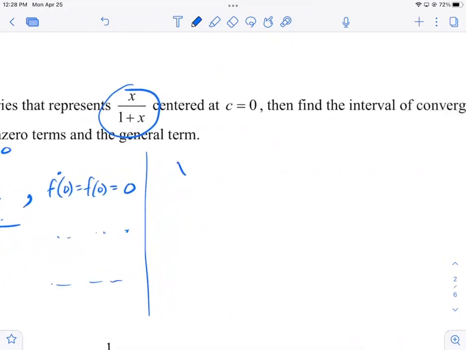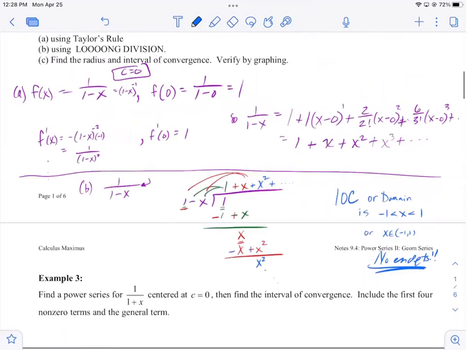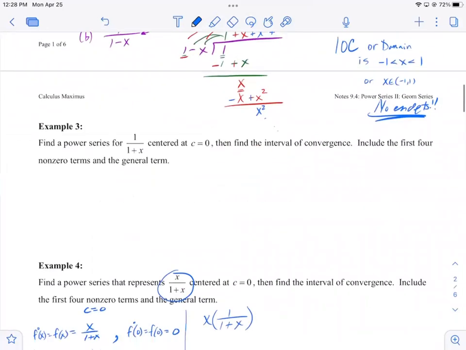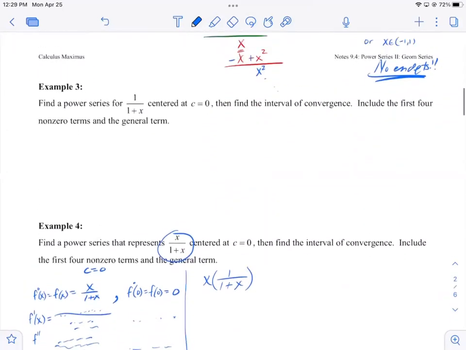The x in the top, I can factor outside. And that gives me this, right? And I know that one of the things I can do is multiply an existing series through by either a constant or a variable x, yeah? But that's still not quite what I have memorized, right? We memorized, oh, I jumped to example 4.